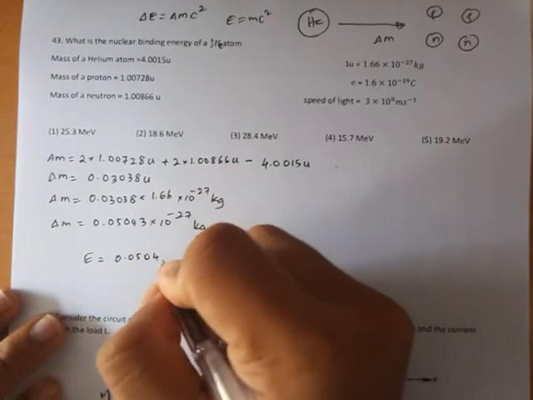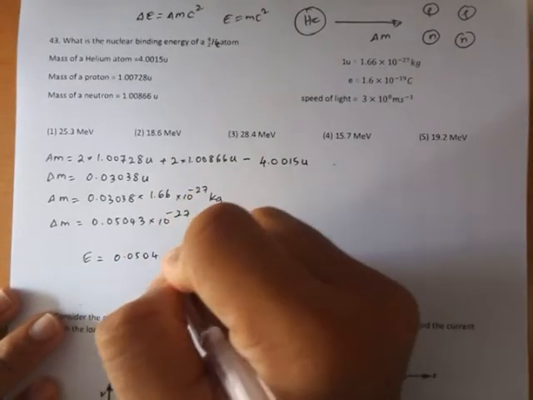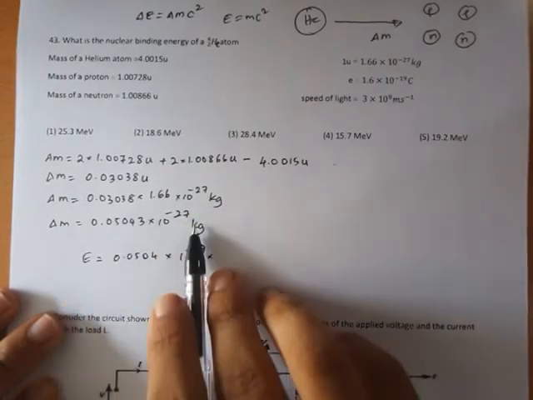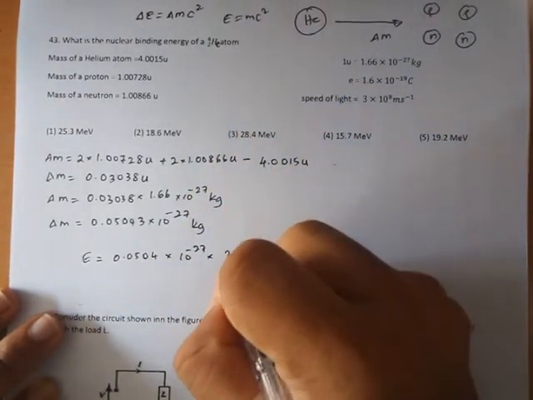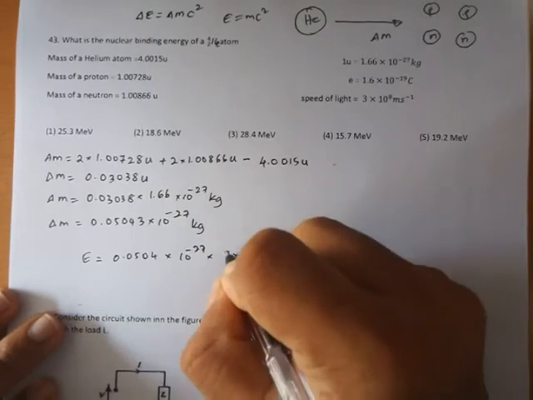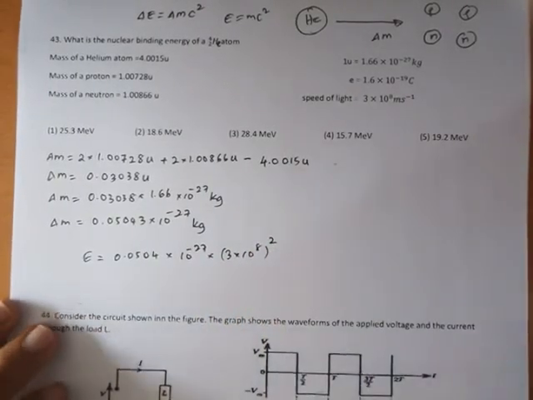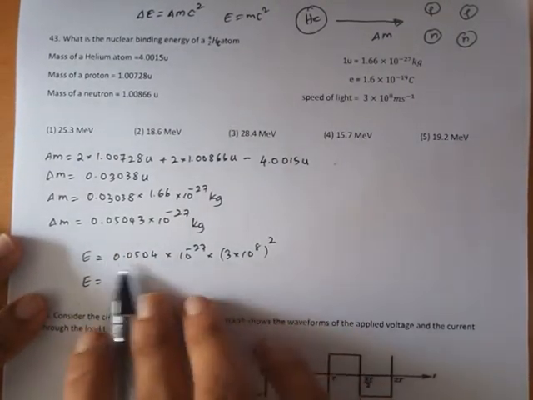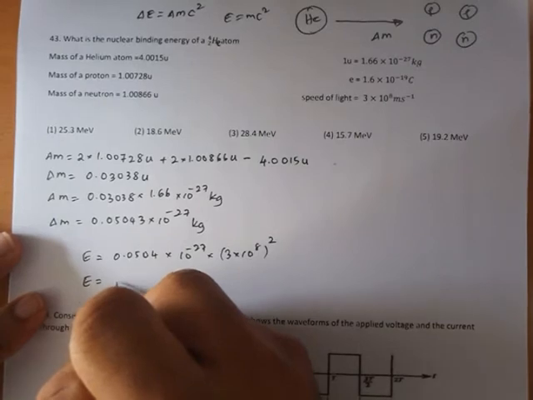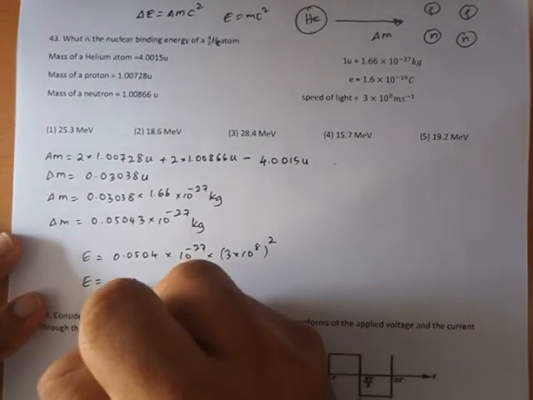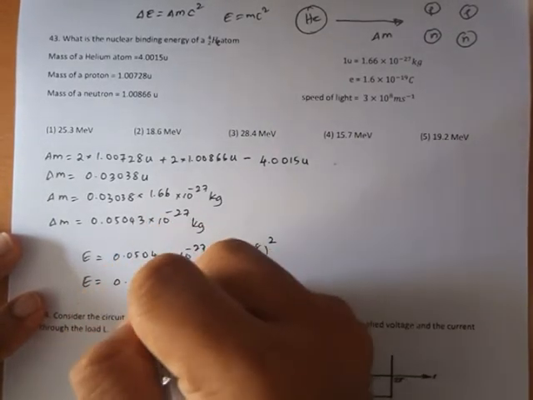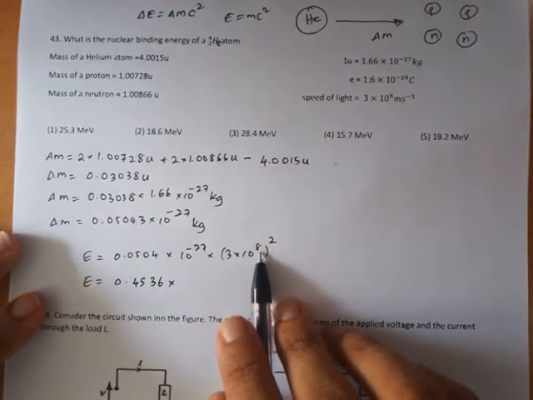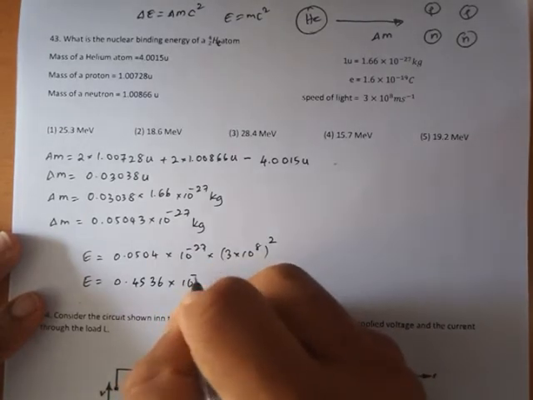0.0504 times 10 to power minus 27 times c squared, 3 into 10 to power 8 squared. So you get E is equal to, to simplify this, you get 0.4536 into 10 to power minus 11.